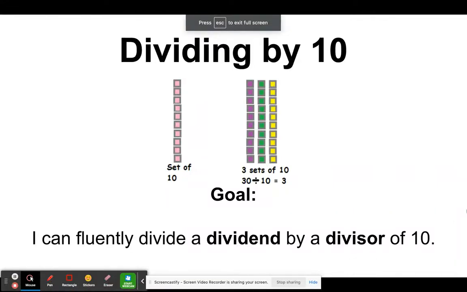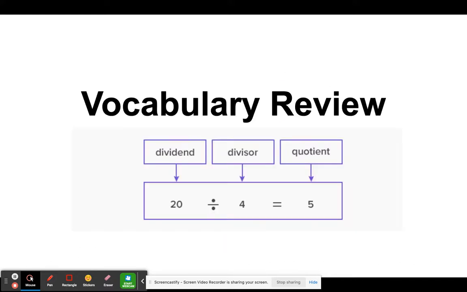Hello, mathematicians. Today we are going to focus on dividing a number by 10. Our goal is that we can fluently divide a dividend by a divisor of 10. Let's review what that means.